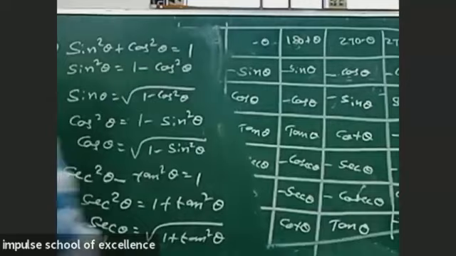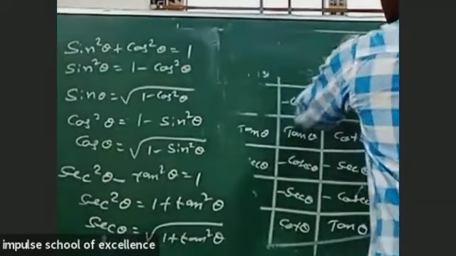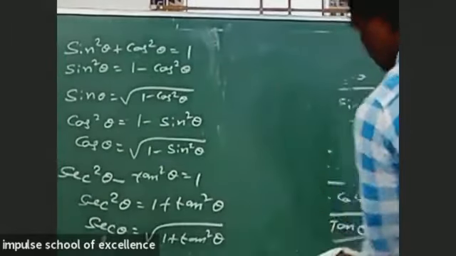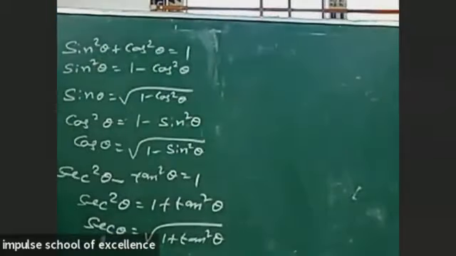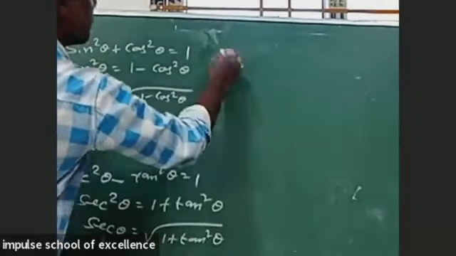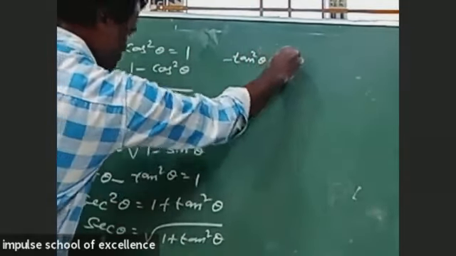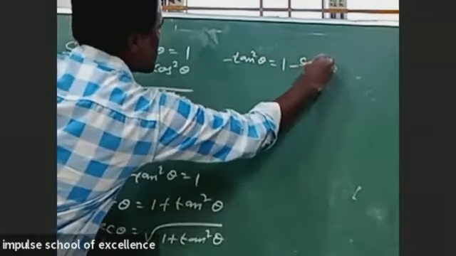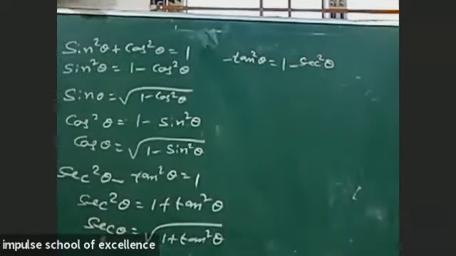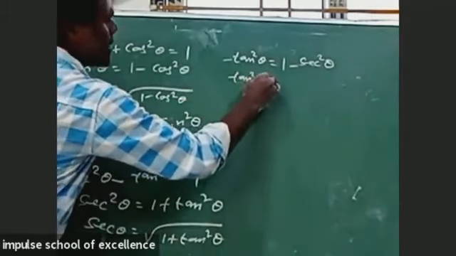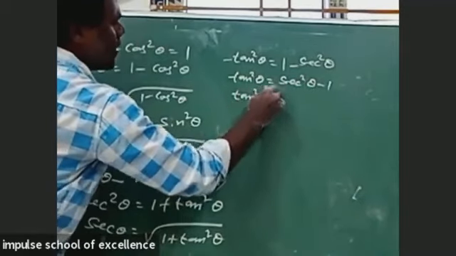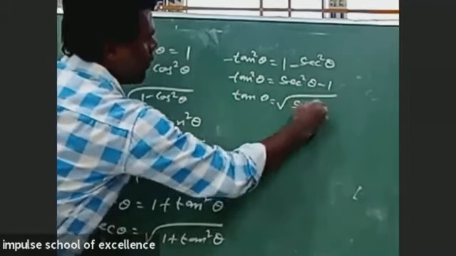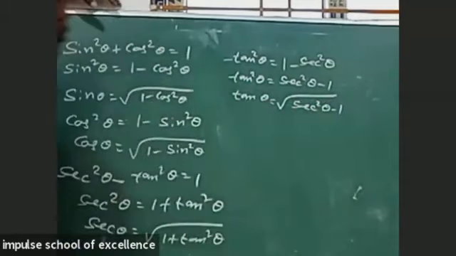In the same way, here we have tan square theta applications. Let us see the tan square theta applications. We can take minus tan square theta is equal to 1 minus sec square theta. So we multiply every term by minus, and we get tan square theta is equal to sec square theta minus 1. So tan theta is equal to square root of sec square theta minus 1.